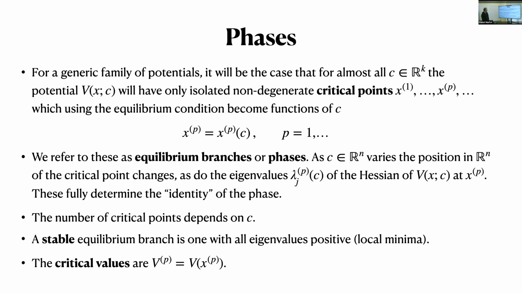Okay, this is new notation. The critical values are the values of the potential at the critical points, right? The heights of the local minima or maxima, for example. If the critical points are functions of the control parameters, then so too are the critical values.